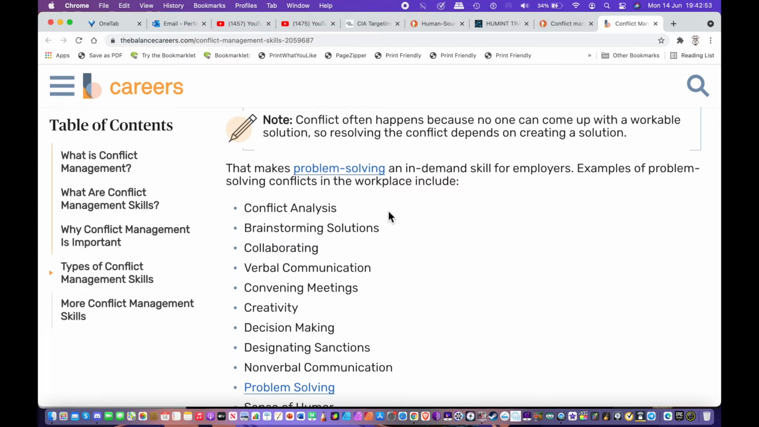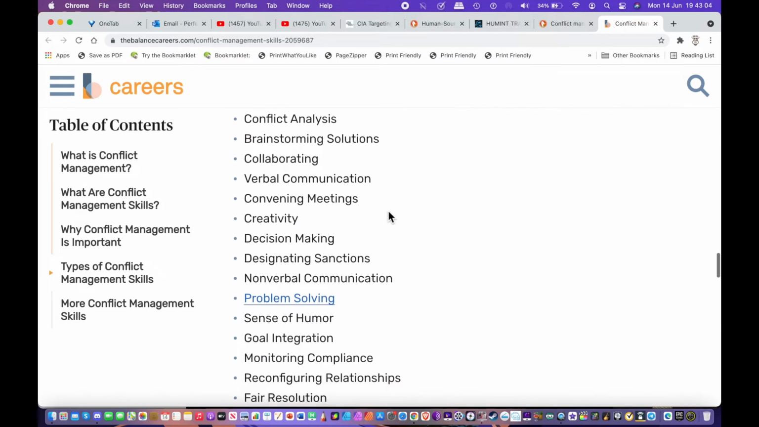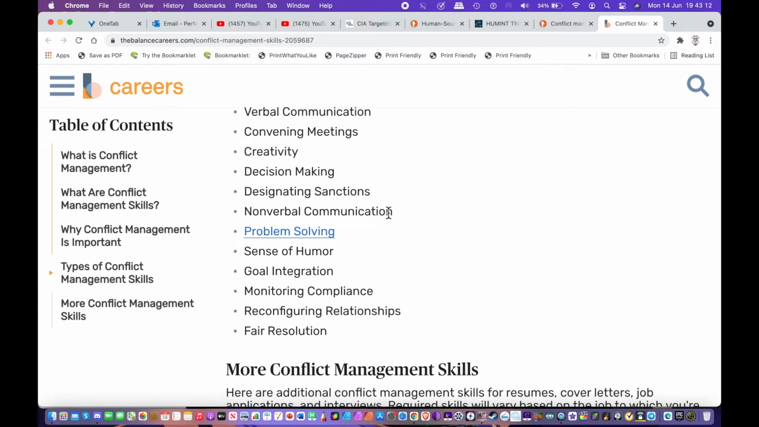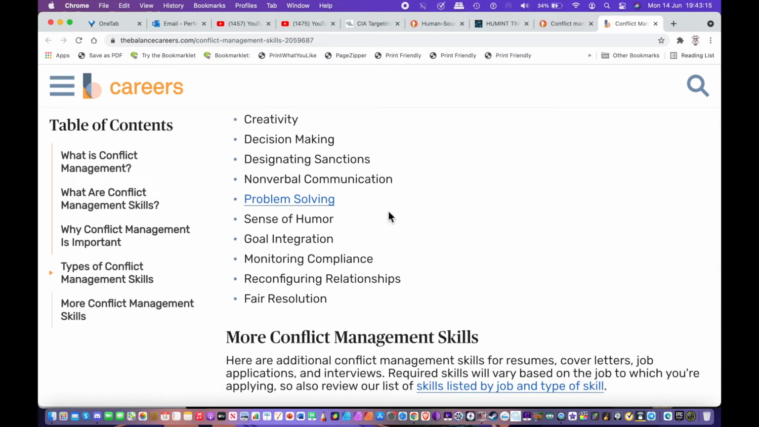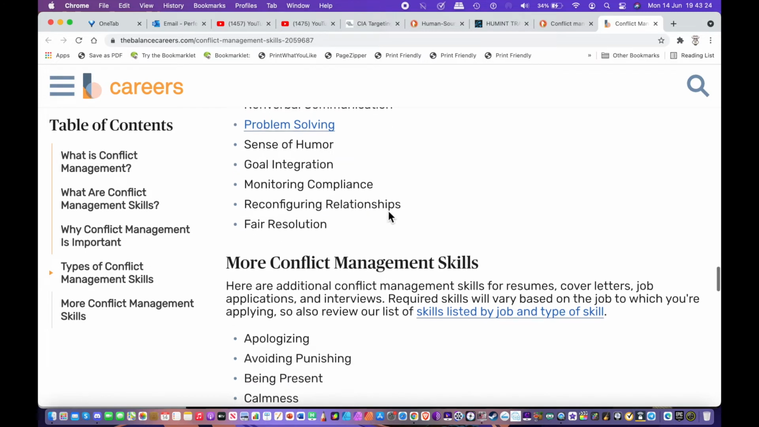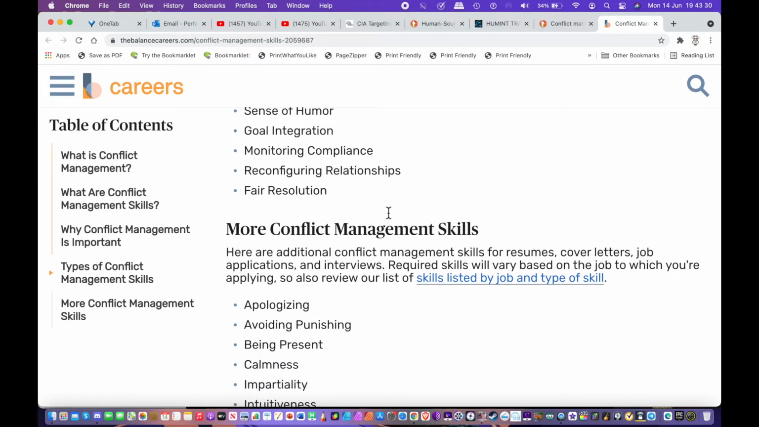Examples of problem solving skills for conflicts in the workplace include conflict analysis, brainstorming solutions, collaborating, verbal communication, convening meetings, creativity, decision making, designating sanctions, non-verbal communication, problem solving, sense of humor, goal integration, monitoring compliance, configuring relationships, fair resolutions.